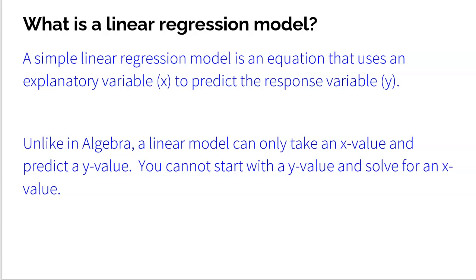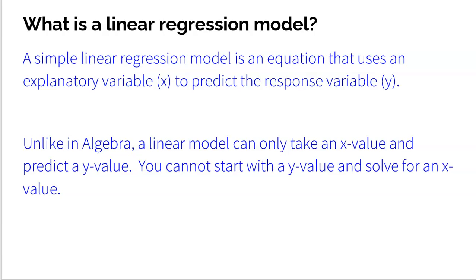So what is a linear regression model? It's a line of best fit. You've been calling it a line of best fit maybe back in middle school, but that's more of a middle school term. In upper level statistics, it's called the linear regression model. It's an equation that uses an explanatory variable, x, to predict a response variable, y.